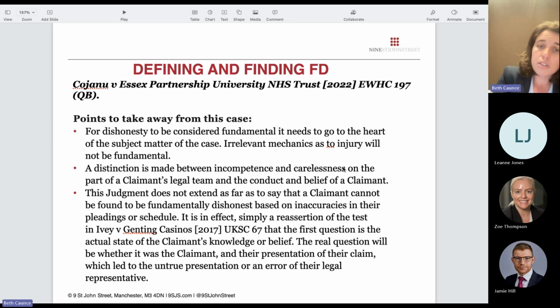What the judgment didn't do was say that in no circumstances can a claimant be found fundamentally dishonest based on inaccuracies in the pleadings or in the schedule. It's essentially a reassertion of the well-known test from Ivey and Genting, the actual state of the claimant's knowledge or belief, and whether the claimant and the way in which they put their claim forward led to an untrue presentation, or whether it's simply an error on the part of the legal team.